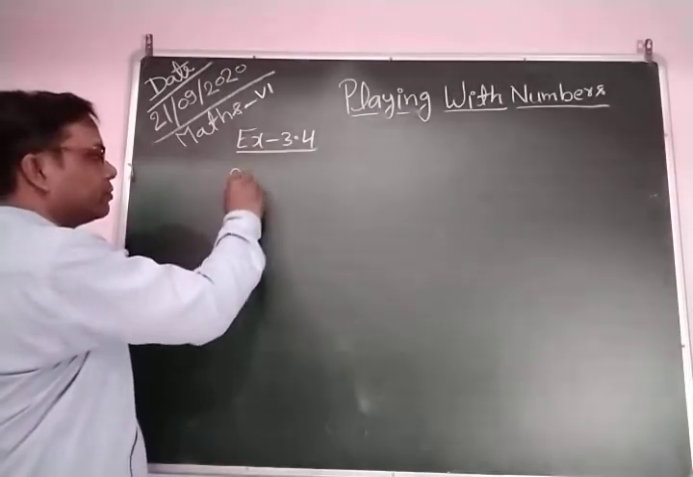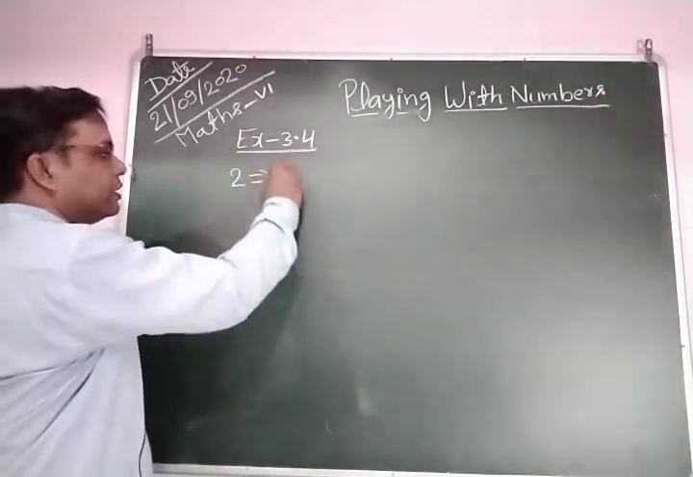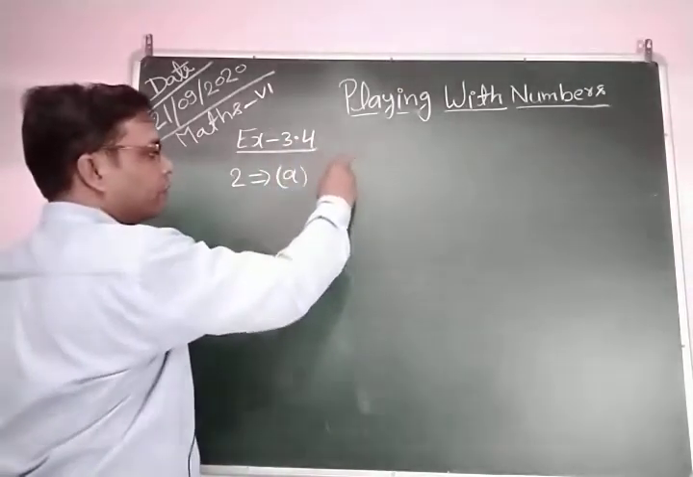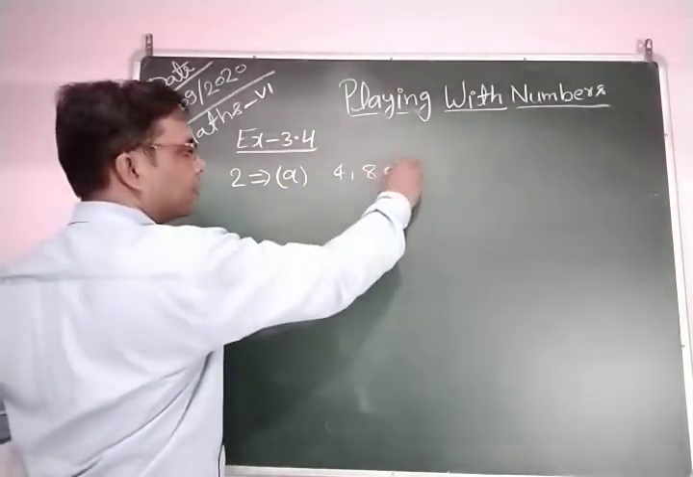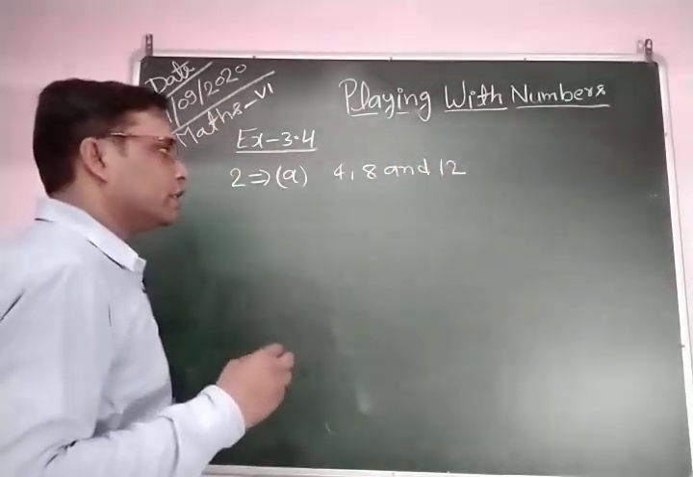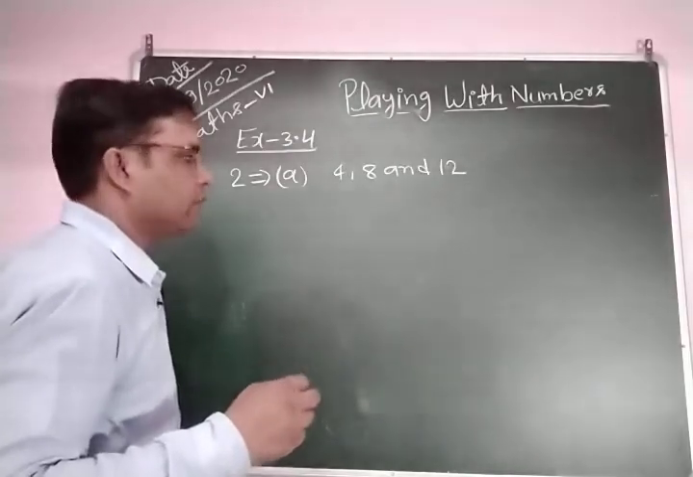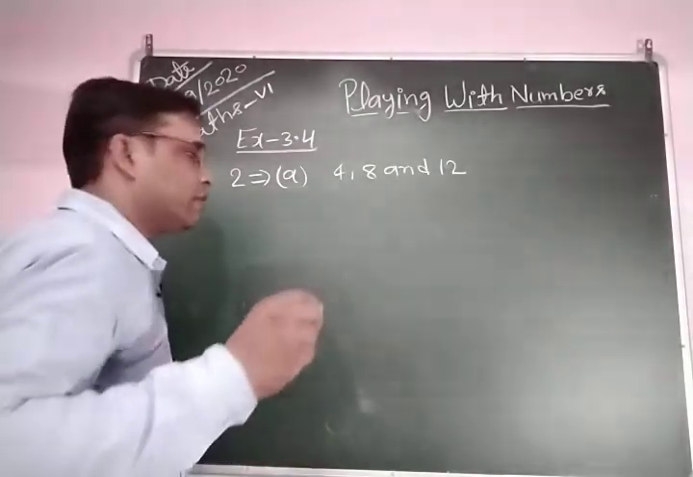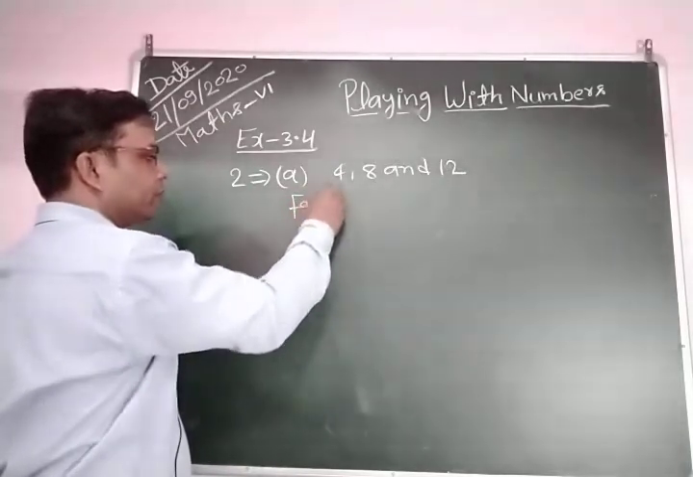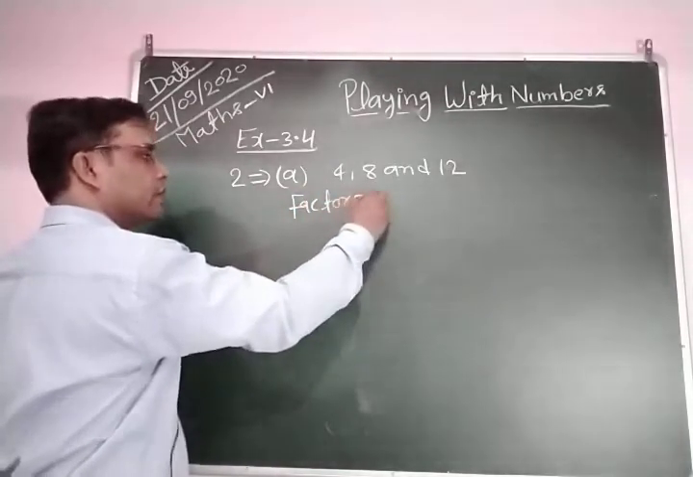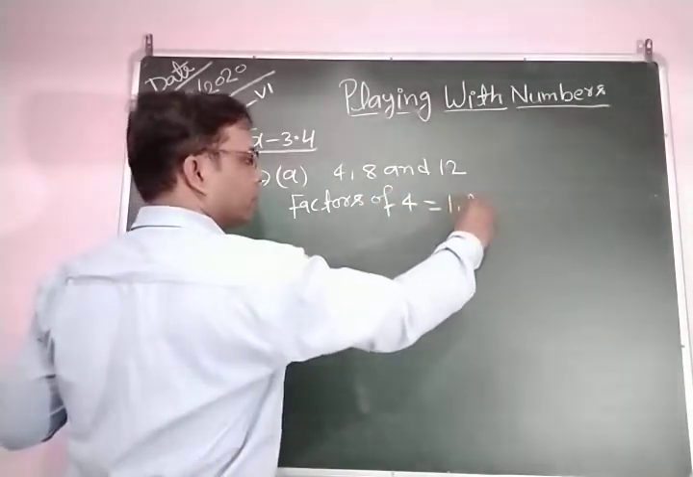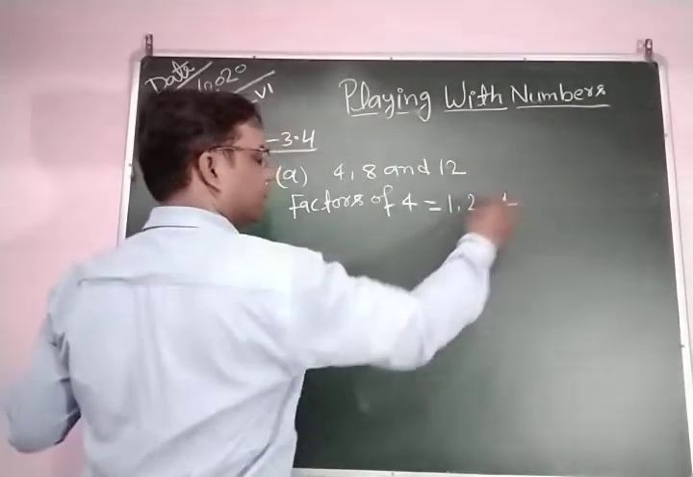Question number 2, A part. The numbers given are 4, 8 and 12. So what do we need to find here? The common factors of 12, 8 and 4. First we find the factors of 4. Factors of 4 are 1, 2 and 4.